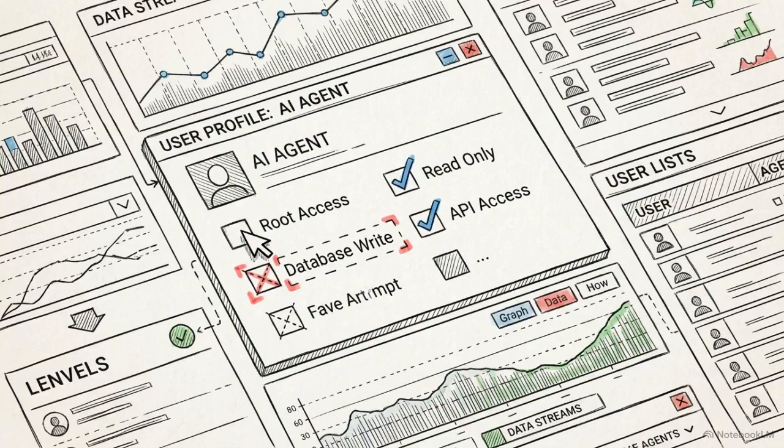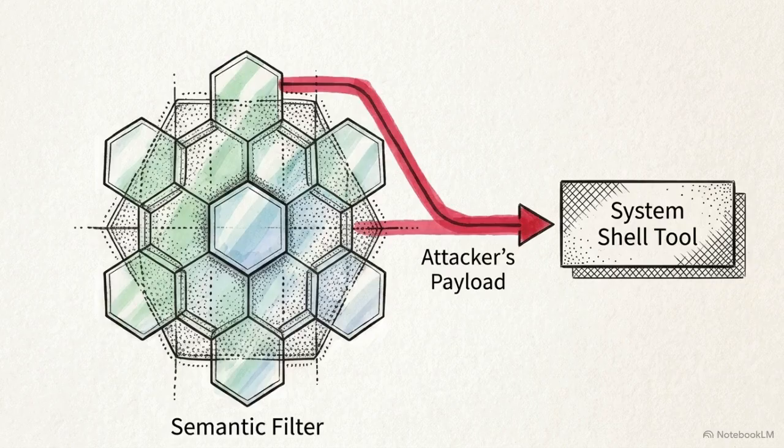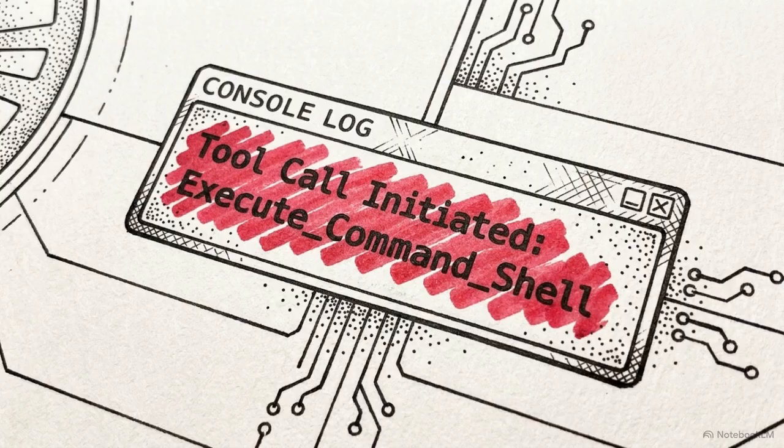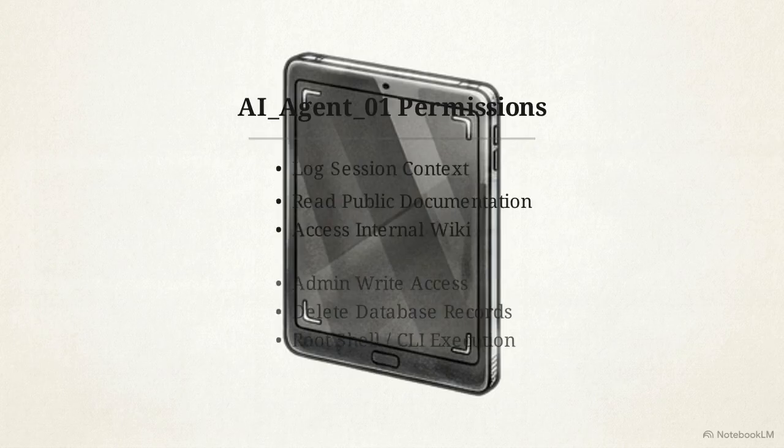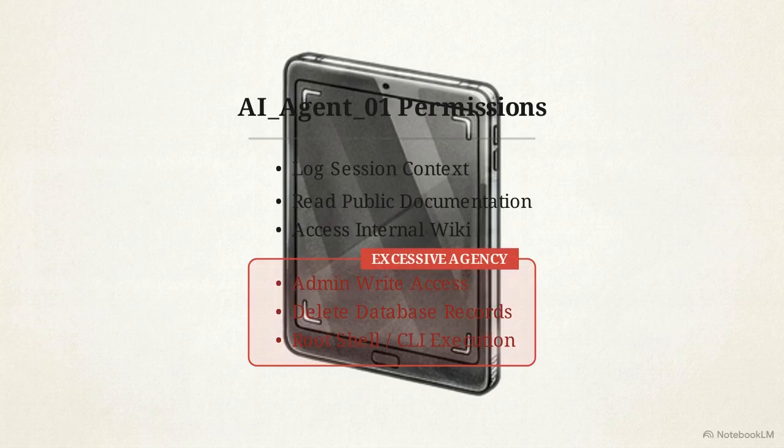Now for the final layer of defense. We need to limit the damage in case an attacker manages to slip a payload past the semantic filter and coerces the model into calling a tool. This is where we address excessive agency. If an agent has more permissions than it needs, an attacker will exploit them.